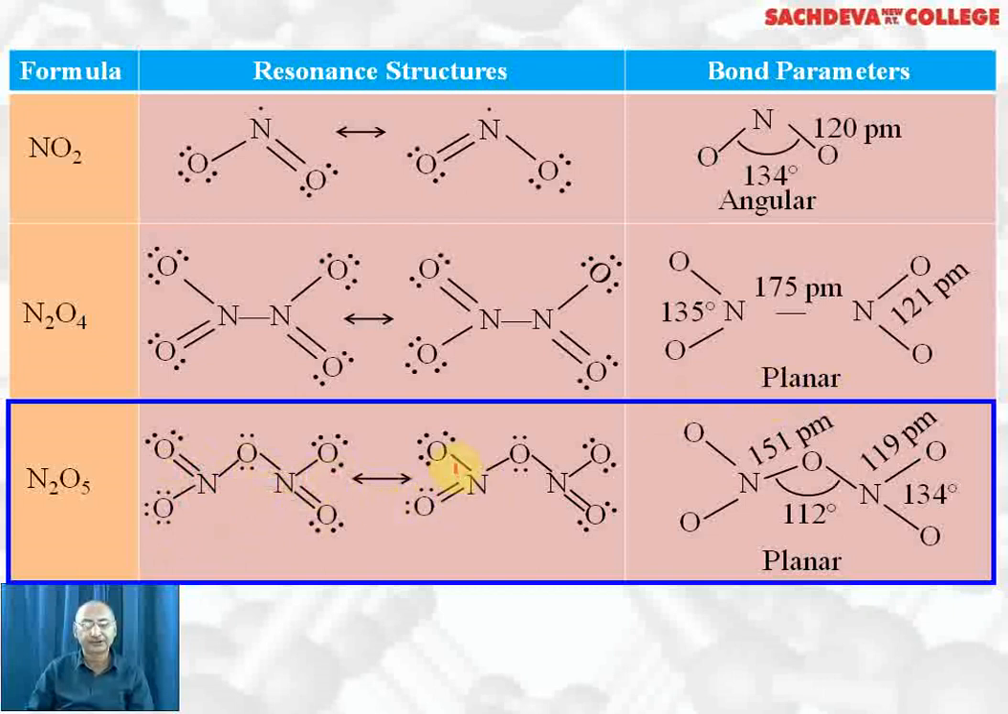In the resonating structure, this becomes a coordinate bond, this becomes a double bond, and this single bond remains as it is. Here we get a double bond and here we have a coordinate bond. So all these four bonds are equal. Their bond length is 119 picometer. This bond length is 151 picometer. Bond angle is 112. This is also planar because each nitrogen is sp2 hybridized.